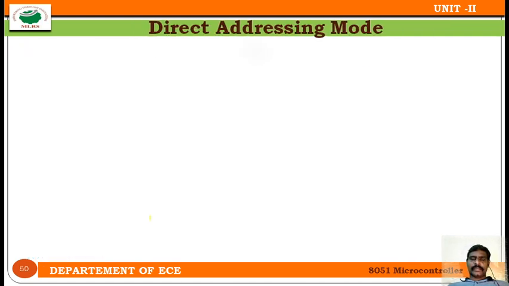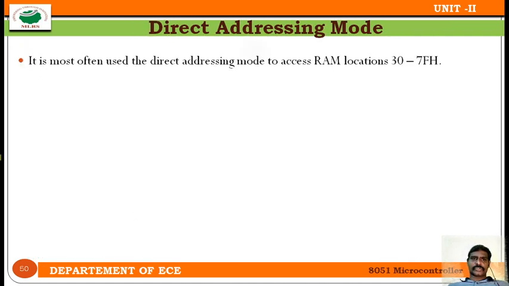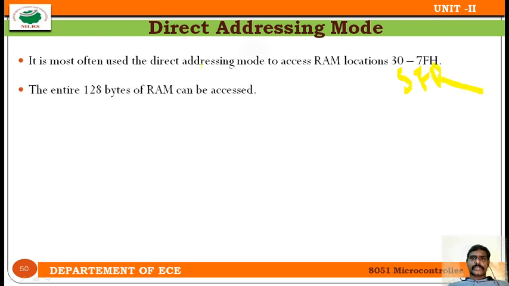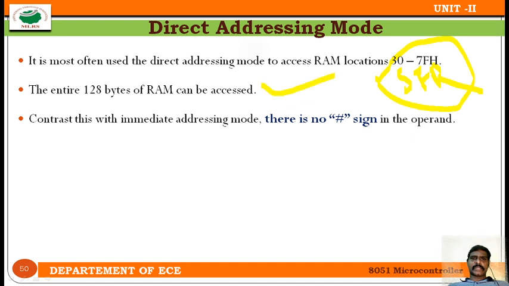Then next we go to the direct addressing mode. It is most often used to access RAM locations from 30H to 7FH, which means if I want to call special function registers, this direct addressing mode is used. It is used mostly for the special function registers, but it can also access the 128 bytes.